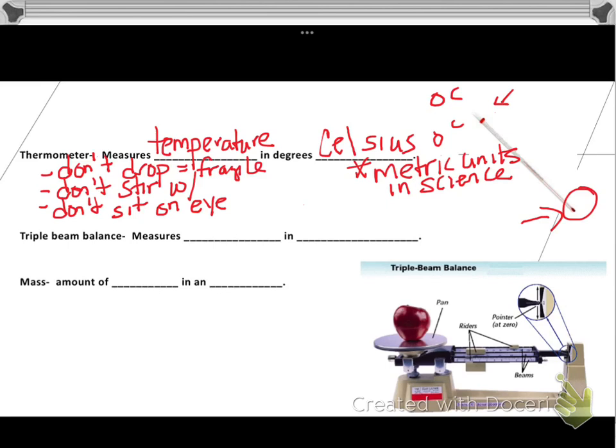Okay, next we have a triple beam balance. Triple beam balances measure mass in grams. The symbol for that is just a lowercase g. And mass, if you don't remember from your previous science classes, is just the amount of matter in an object.